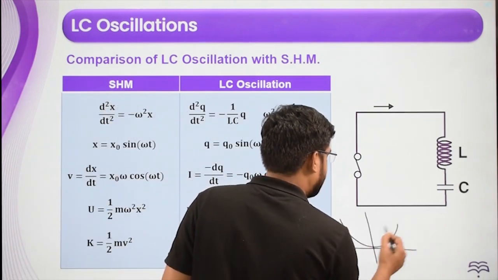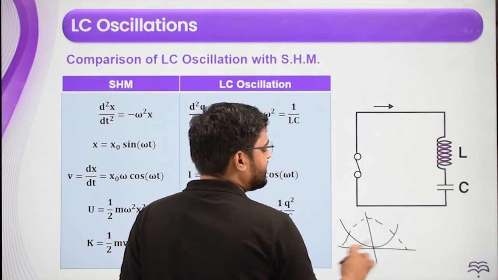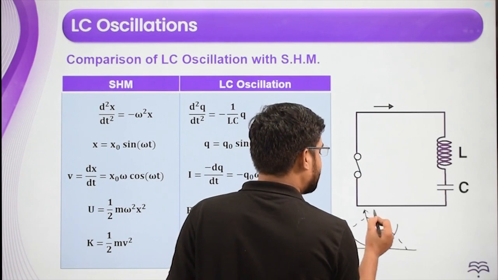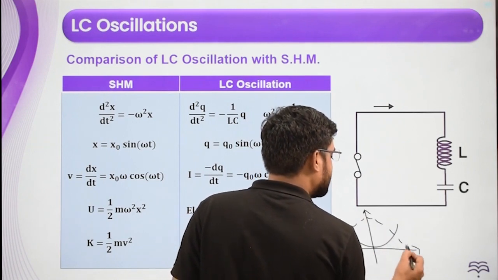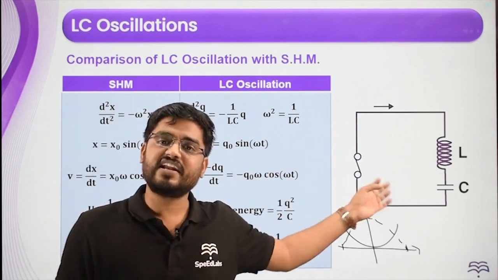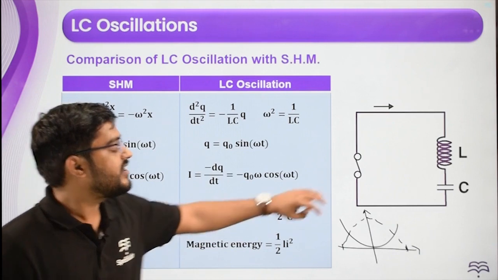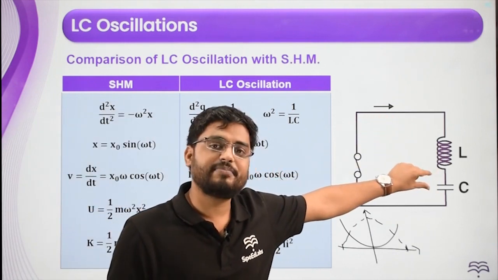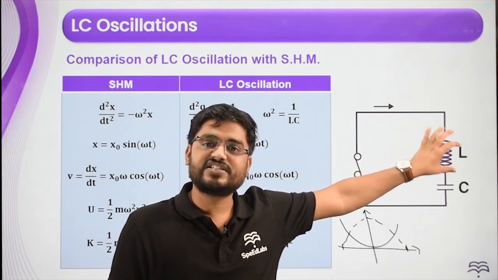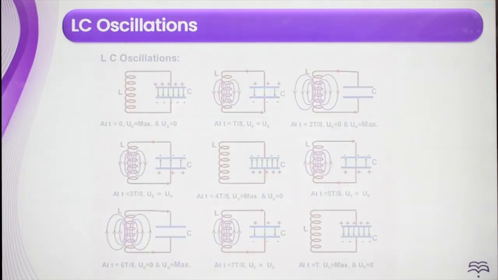So this is one graph and this is another graph. This is my kinetic energy, the dotted one, and this is my potential energy, and this is total energy versus the x graph. Similarly here the kinetic and potential energy were exchanged continuously. In a similar manner here, the electrical energy stored in the capacitor and the magnetic field energy stored in the inductor are continuously exchanged with each other.